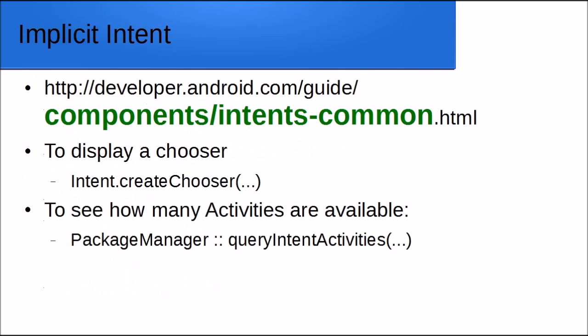For implicit intent, the most basic example I'm going to do is how to start up the web browser to go to a certain web address. So you're basically asking the OS, I want to go to a certain web address, and the OS will decide for you what to launch. Okay, so that's the overview of the section.